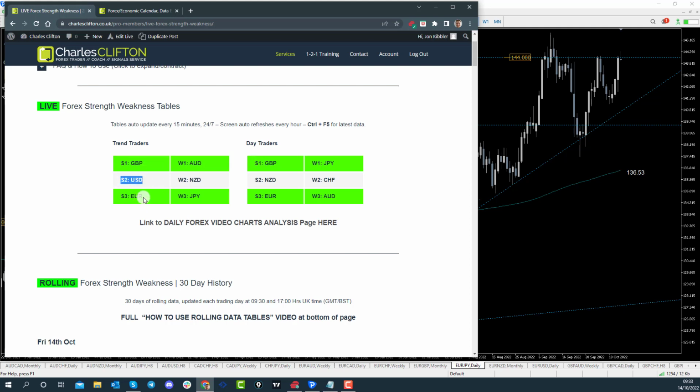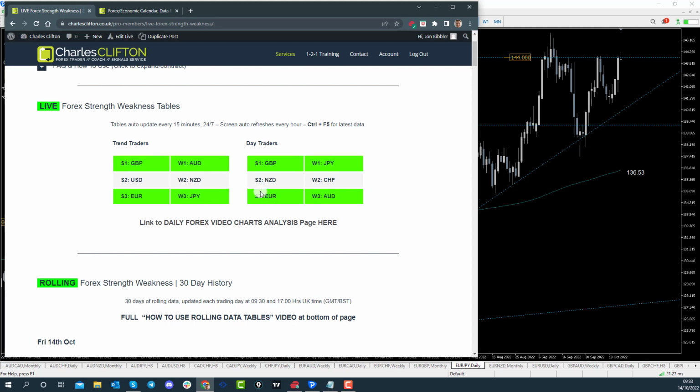Second strongest is the dollar on the trend traders, but euro is the third strongest. On the weak side of things, then we've got W1 as Aussie on the trend traders, but W3 on the day traders. That has changed as well, because Aussie was W1 yesterday, but we've seen that it started to fade away on that weakness in the short term. Yen has really appeared as weak, so it's topping the day traders table, but coming in at W3 on the trend traders table, but that weakness being reflected sort of in the risk of the market at the moment.